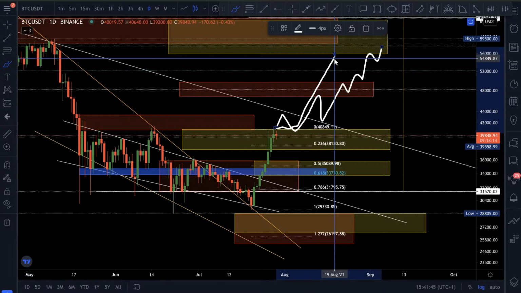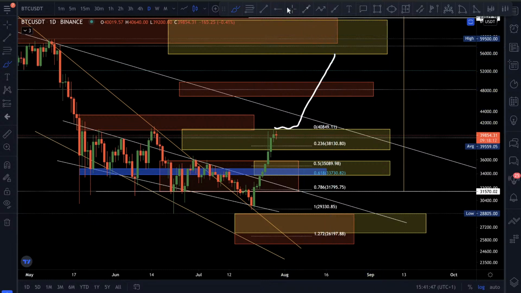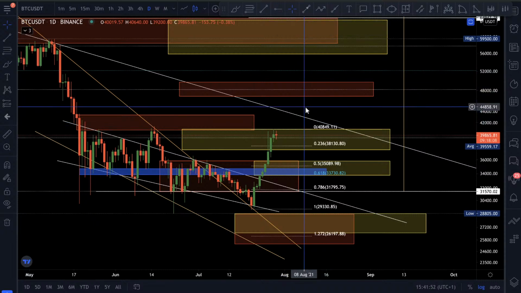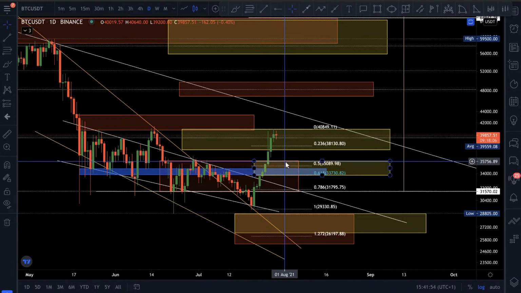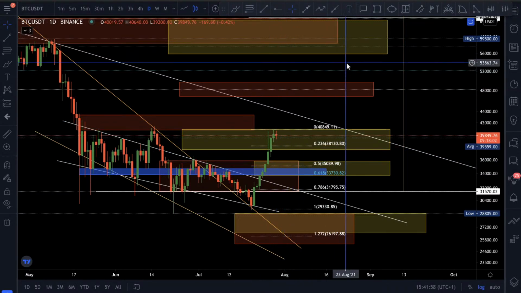So we can take one of two. I know it sounds really bad, but we can take one of two. You can either take the big pump and take a 30% dump, or take a smaller dump here right now, take a smaller 7-8% dump here, and then continue up.